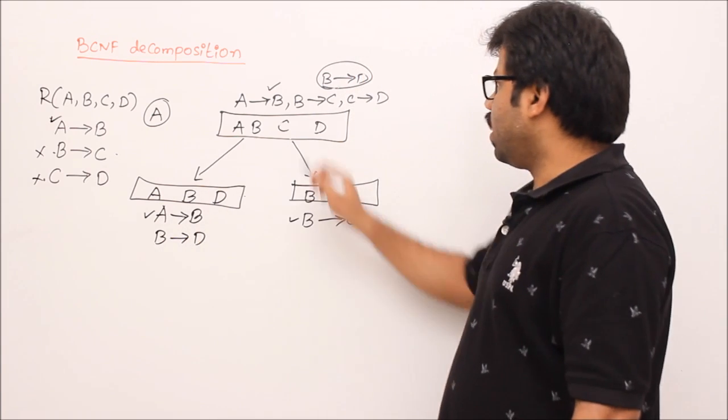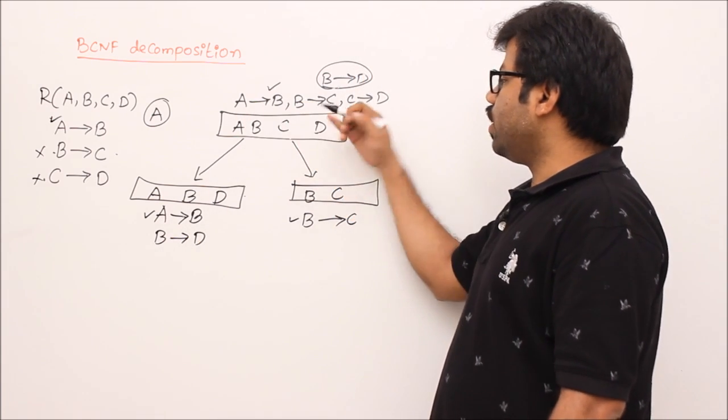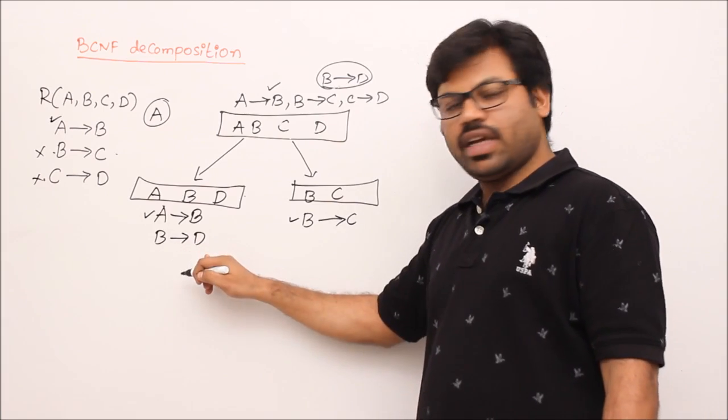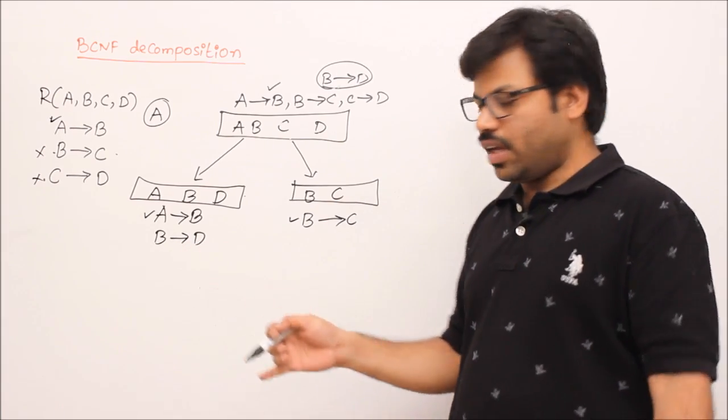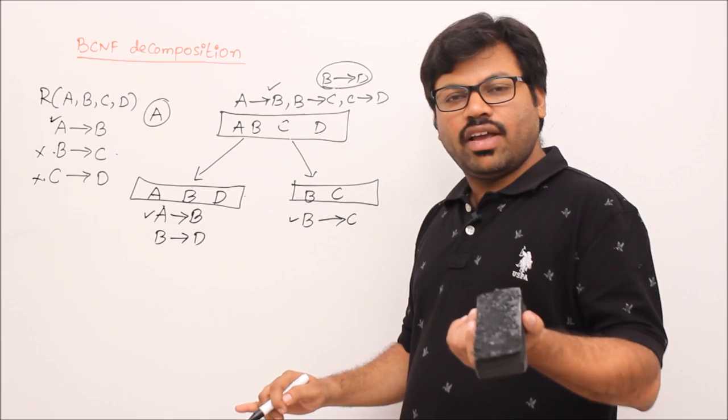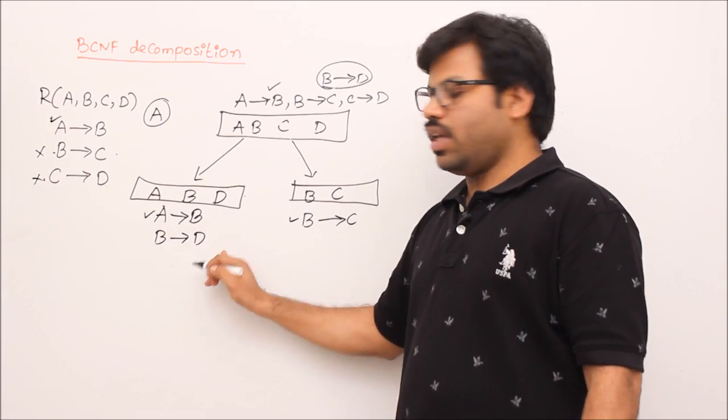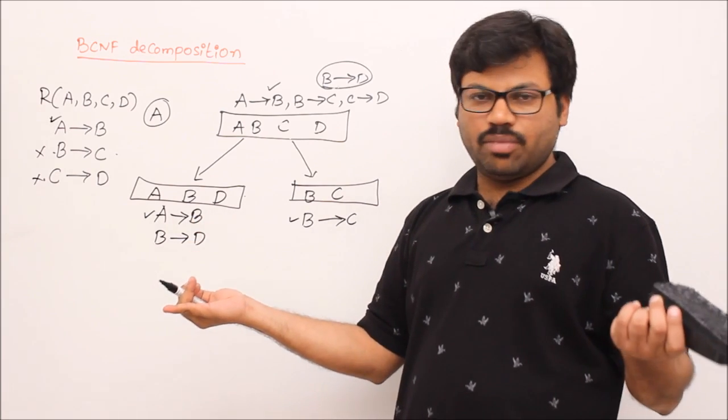Fine. Now similarly, A to B, B to C, C to D, then A to D. So should I write A to D? It's up to you. You can write it, otherwise you can leave it. Sir, why can I leave it? A to B, B to D, if you maintain these, A to D will automatically be maintained.